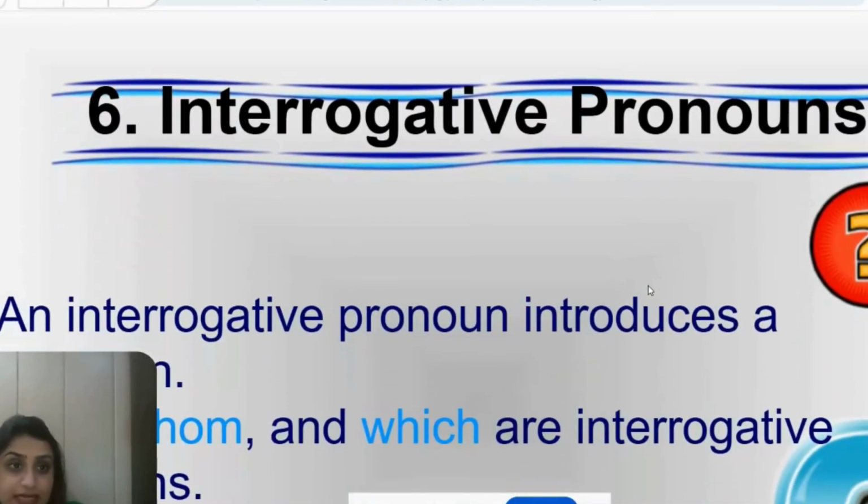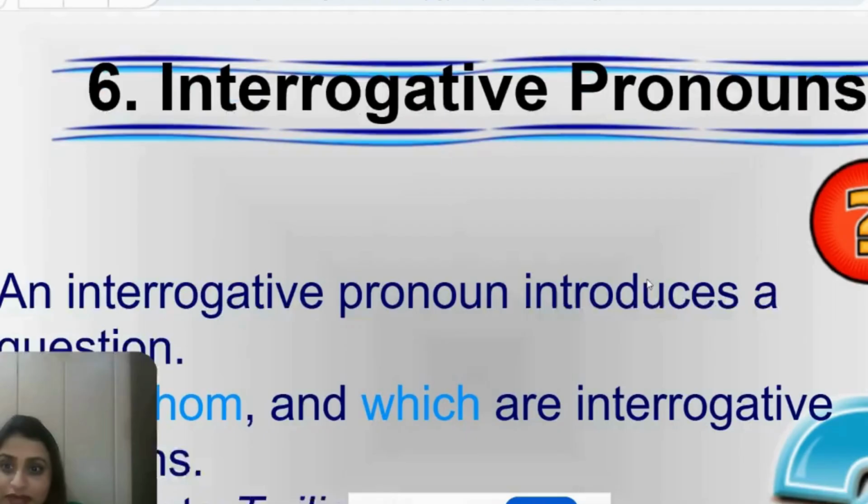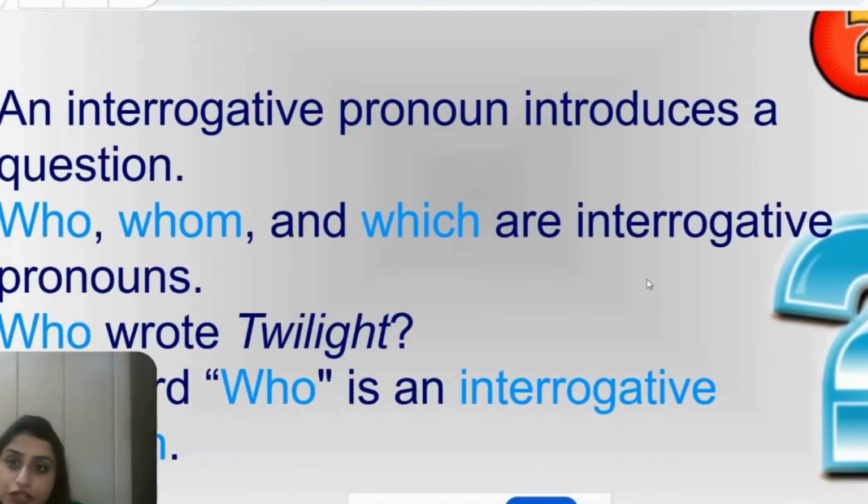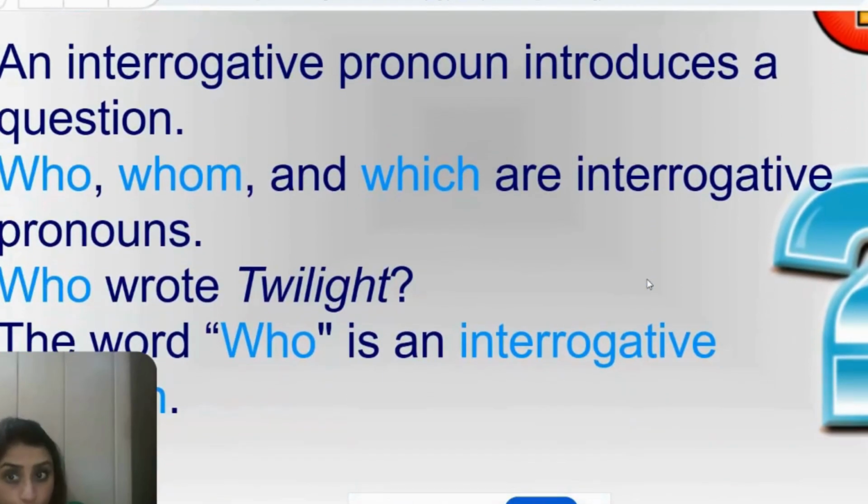Last but not the least, interrogative pronouns. An interrogative pronoun introduces a question: who, whom, and which are interrogative pronouns. Who wrote Twilight? The word who is an interrogative pronoun.